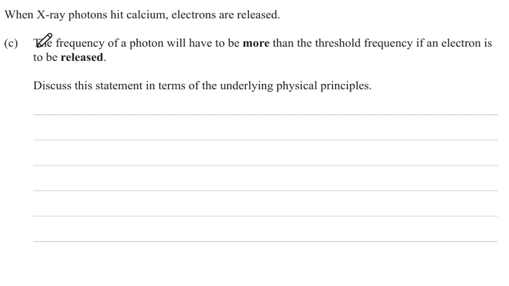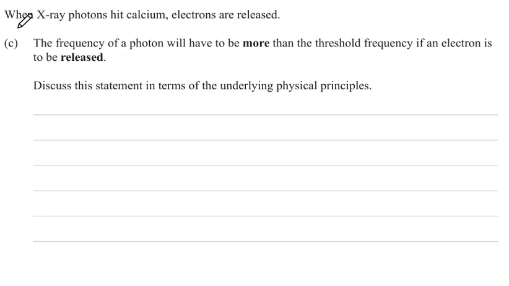Now let's look at part C of this question. You can pause the video to read the question. And this one has no relationship with the previous questions either. So yeah, it is here itself, so let's work on it. The frequency of a photon will have to be more than the threshold frequency for an electron to be released. Discuss the statement in terms of underlying physical principles.